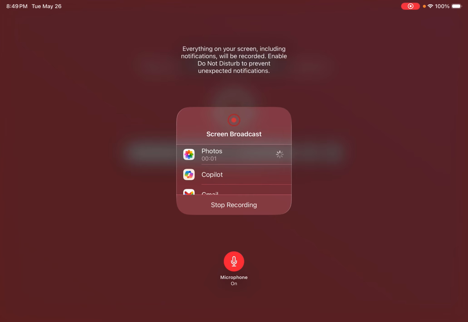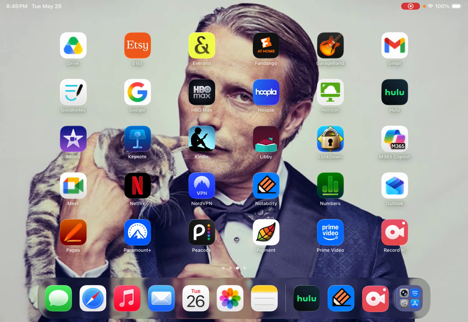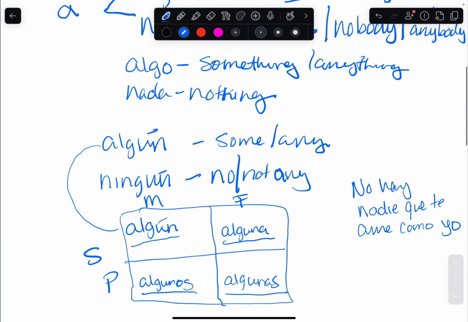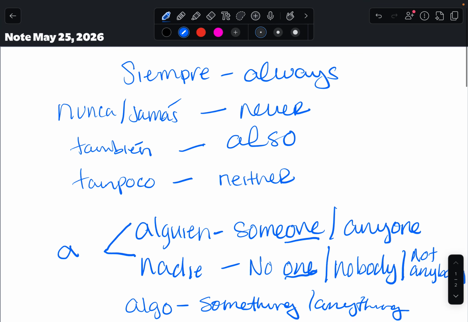Alright, guys, welcome back. So, today we're going over chapter 7, the second and third part. So, for the second part of chapter 7, it's basically vocabulary. These are words that you end up having to learn on your own.